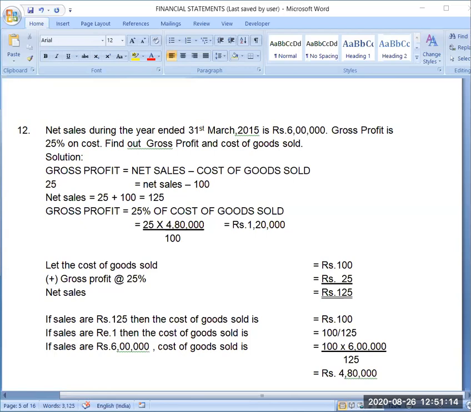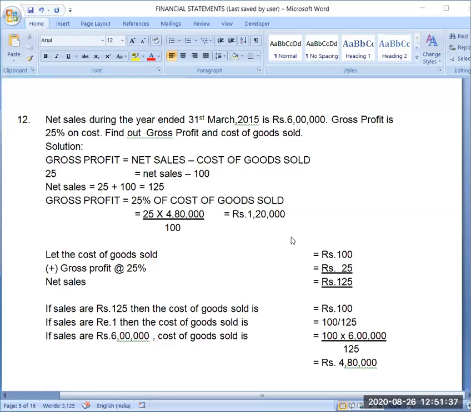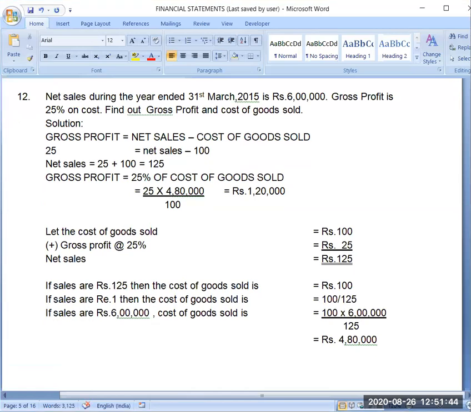Okay. So with the help of X also we can do this. Now suppose, I'm taking this equation. Let the cost of goods sold be X. Then gross profit will be how much?